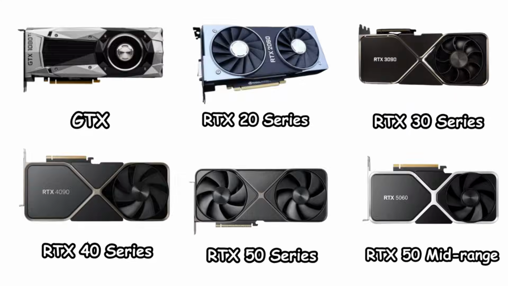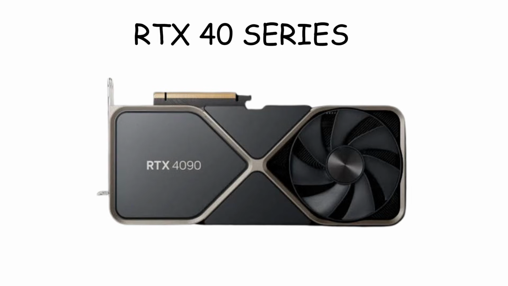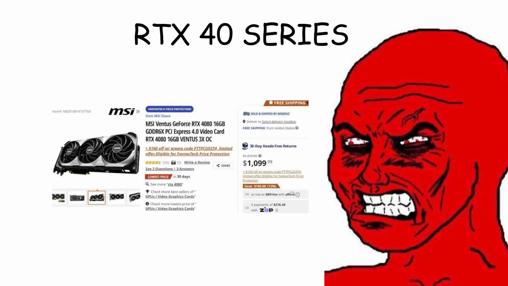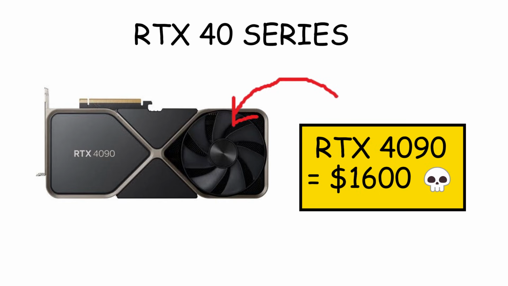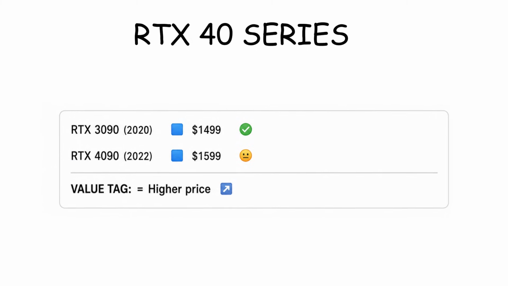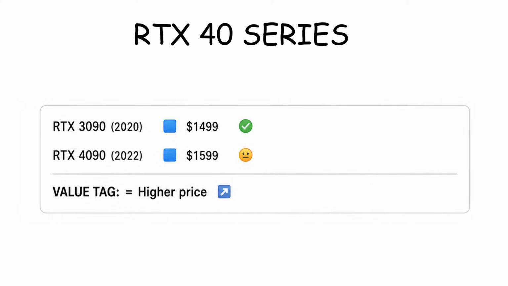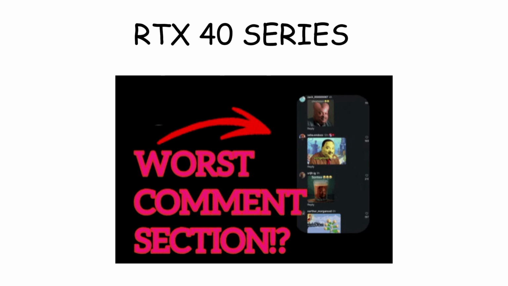RTX 40 series. The RTX 40 series launched in late 2022 and brought another major performance leap. But this time it also came with pricing that made a lot of people very angry. The RTX 4080 launched at $1,200. The RTX 4090 launched at $1,600. Even the RTX 4070 was seen as overpriced compared to what the RTX 3070 launched at just 2 years earlier. Nvidia was criticized heavily for this, and the community pushed back loud.